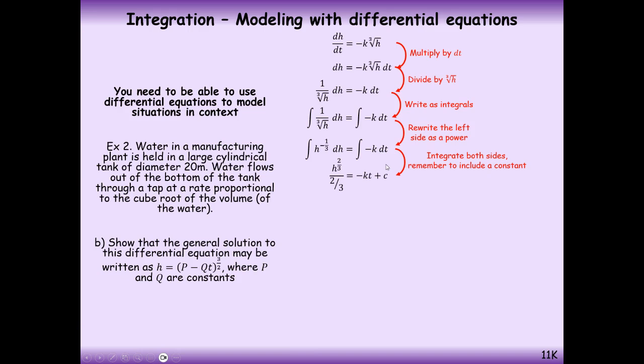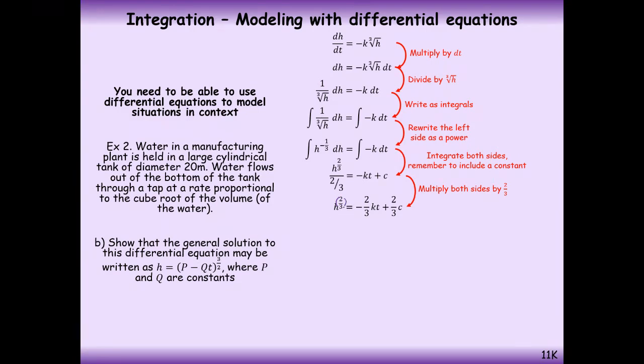The constant negative k will simply have t multiplied by it, and we add a constant c. To make it look neater, we can multiply the right hand side by two-thirds, because if we look at the answer that the question told us to write in this format, we have to have h alone on the left hand side. So what's next is to get rid of the power of h.